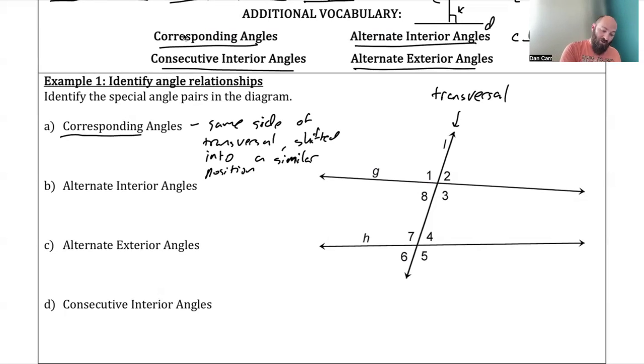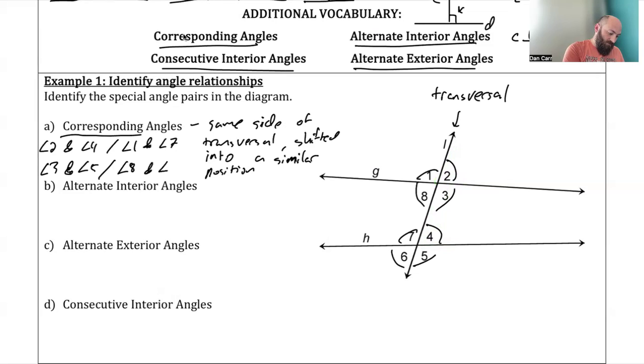So what I mean by that is something like angle 2 here. Angle 2 is corresponding to angle 4. I can see how I'm just taking this right here and shifting it down to this position like that. That is corresponding there. Okay. Now there's a bunch of correspondings. So angle 2 and angle 4 are corresponding. So is angle 1 and angle 7. So is 3 and 5. And then lastly, 8 and 6. Okay.